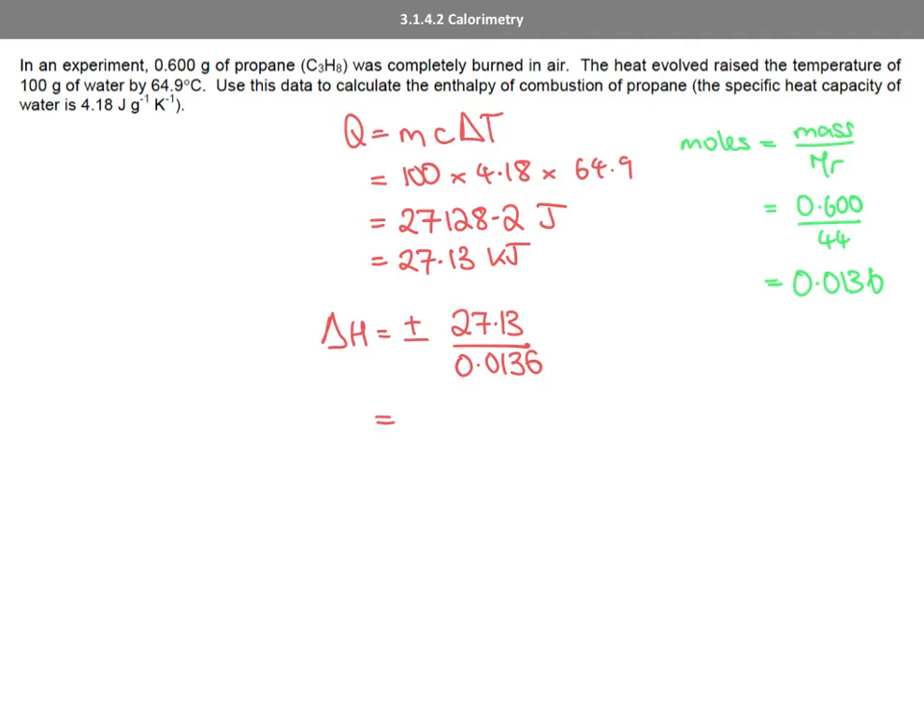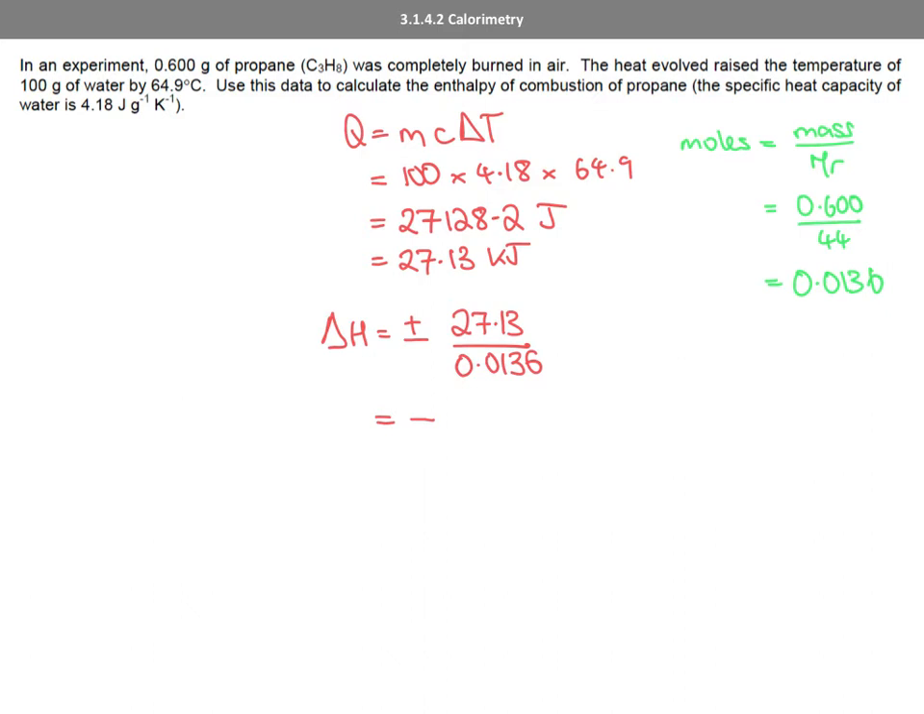Okay, so let's make a decision about the sign before I actually put that calculation into my calculator. They told us it was a temperature rise. So the heat evolved to raise the temperature. That tells us it's exothermic. So we have to remember now to put a minus value in front of our final answer. So I now do the calculation and I get an answer of 1,989.4 kilojoules per mole.